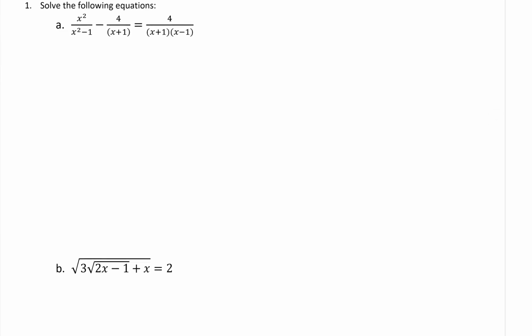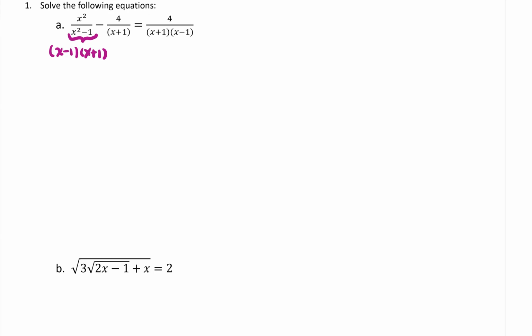all over the quantity x plus 1 equals 4 all over the quantity x plus 1 times the quantity x minus 1. So looking at this, we want to factor all of our denominators. I see that this x squared minus 1 is a difference of squares, and so this factors as x minus 1, x plus 1.